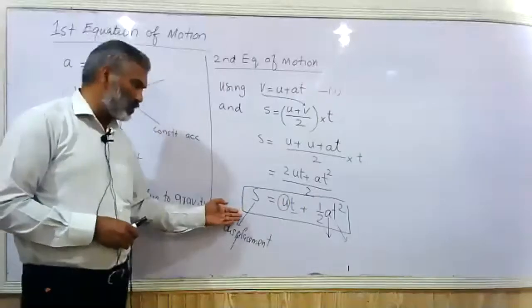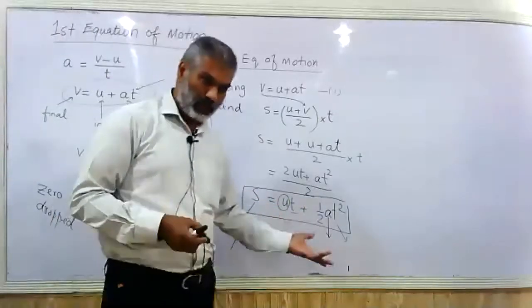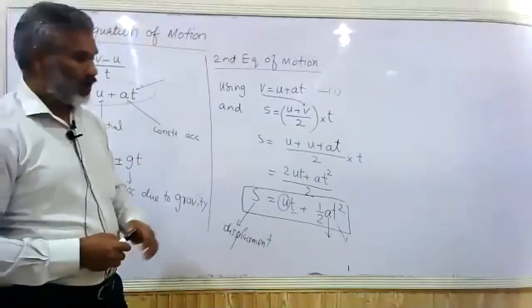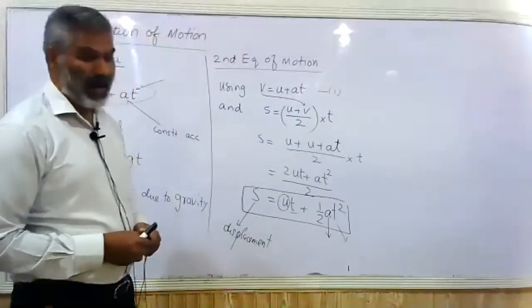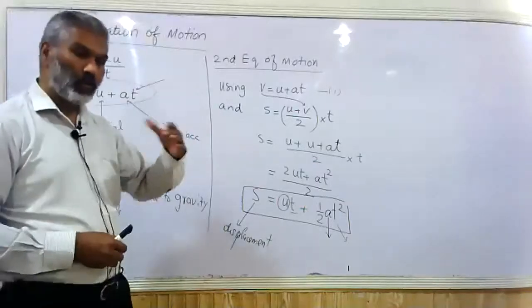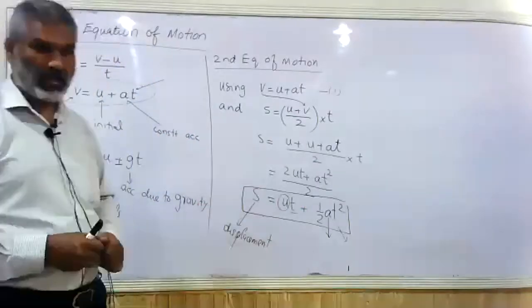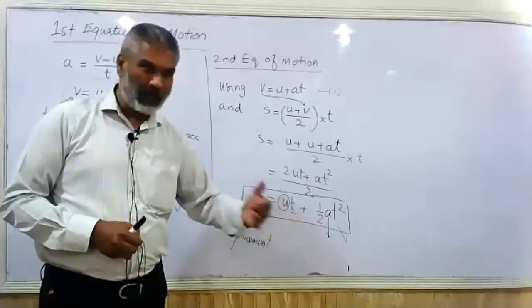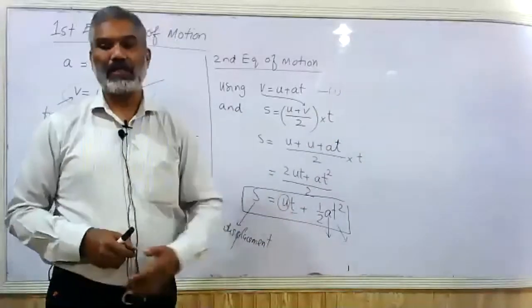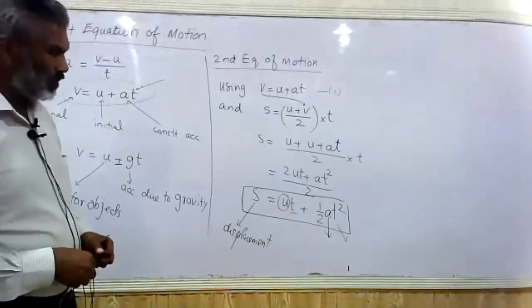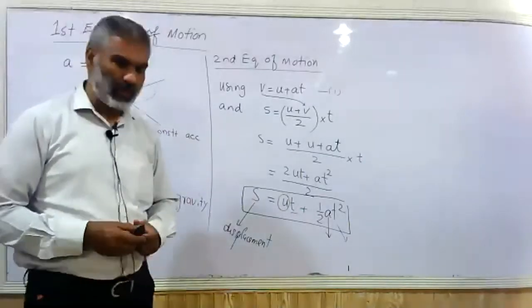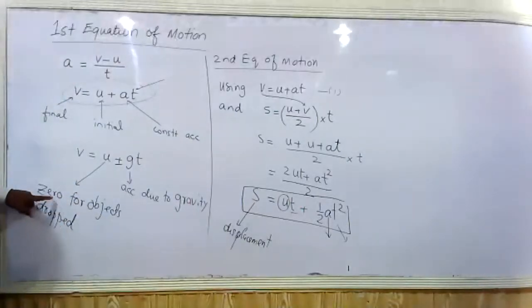And if we know the displacement, we know the initial state of motion, and acceleration is known, we can calculate the time. Usually this equation is very helpful in calculating the time for those situations in which the object is initially at rest, and we know the acceleration for which it has moved and the displacement or the distance it has covered along the straight line. That means it is very useful for those situations in which the object is dropped from a certain height where initial velocity is taken 0.